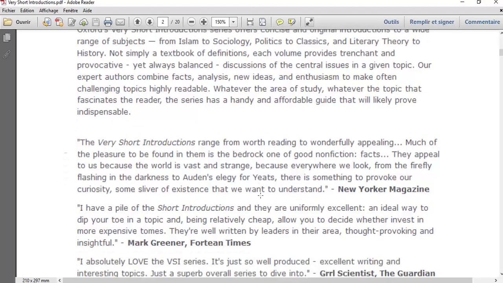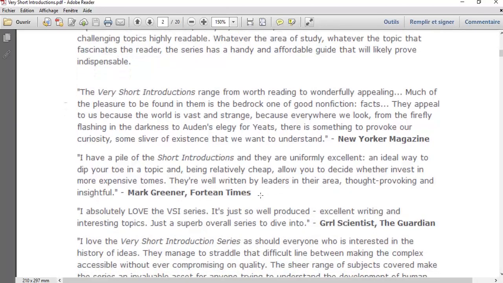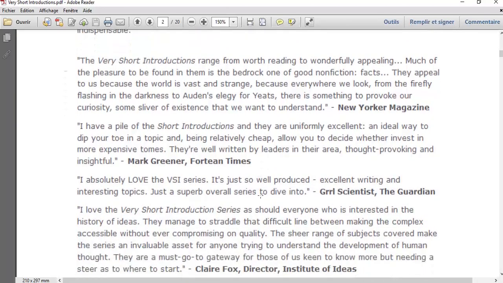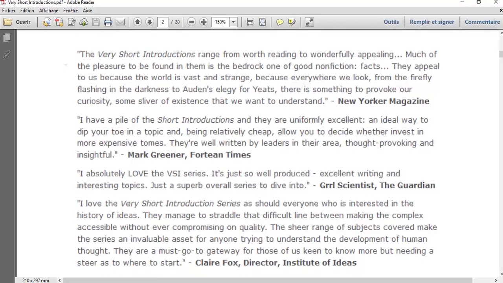Here are a few quotes by magazines and newspapers and bloggers giving their opinion about the Very Short Introductions. In the New Yorker magazine: "The Very Short Introductions range from worth reading to wonderfully appealing. Much of the pleasure to be found in them is the bedrock one of good non-fiction: facts."